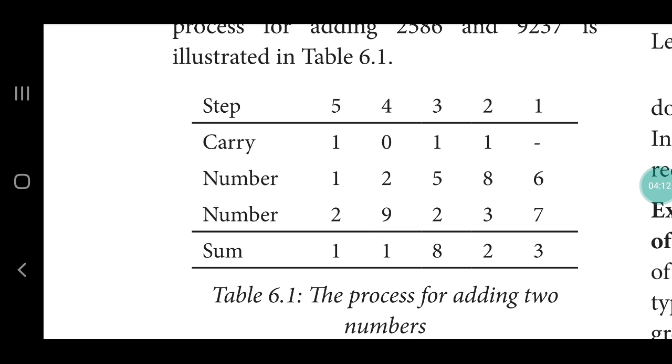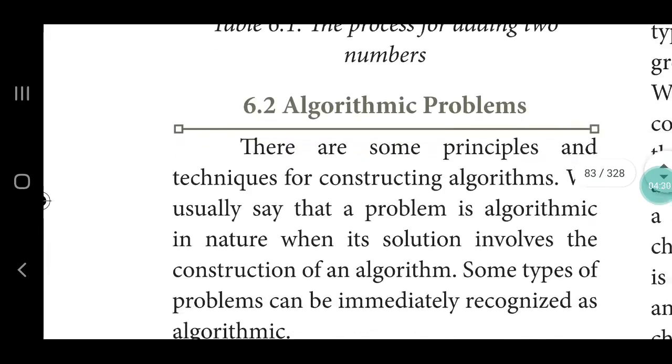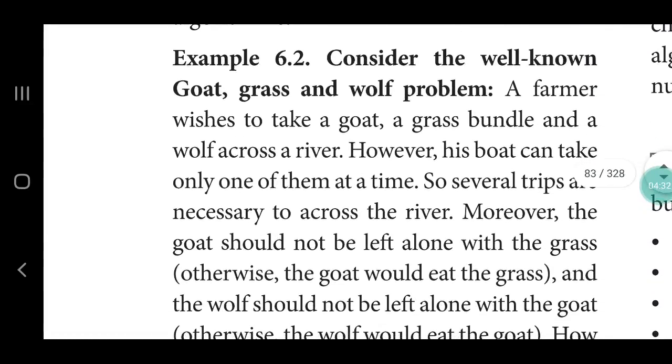Suppose all the 4 are on one side of the river, they have to cross to the other side of the river. They have to follow some rules. That is, the farmer should move from one side of the river to the other side every time, and he has to take them one by one from one side to the other. If he leaves the goat and grass on one side, the goat will eat the grass. If he leaves the goat and wolf on one side, the wolf will eat the goat. So this is the problem.